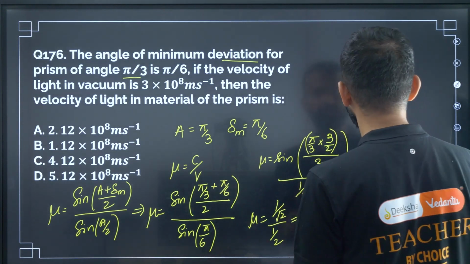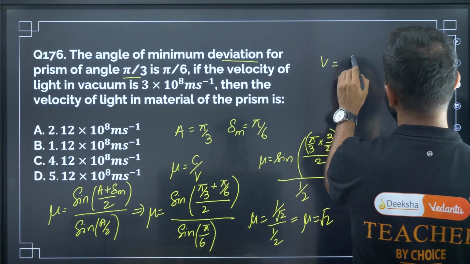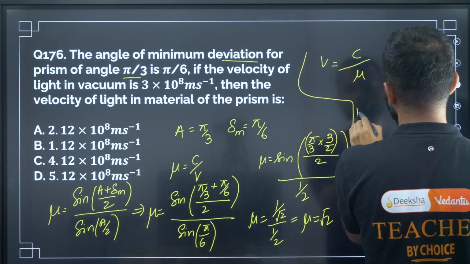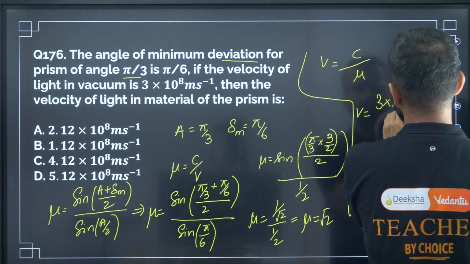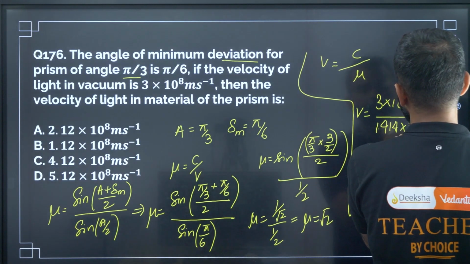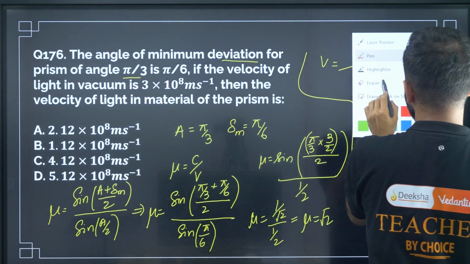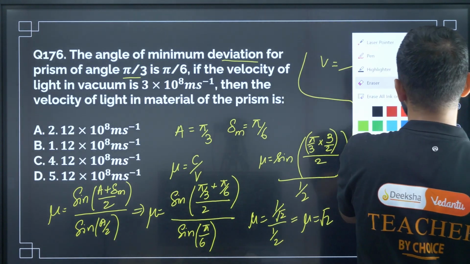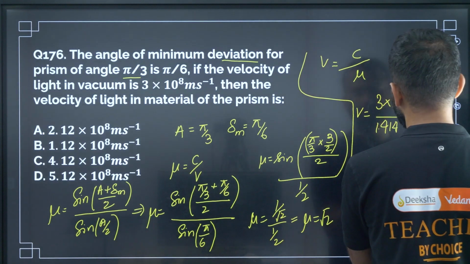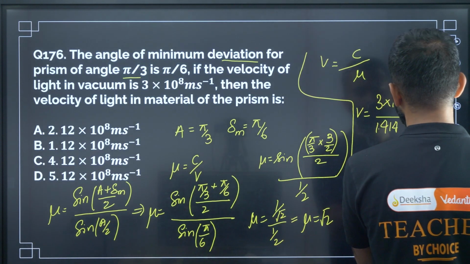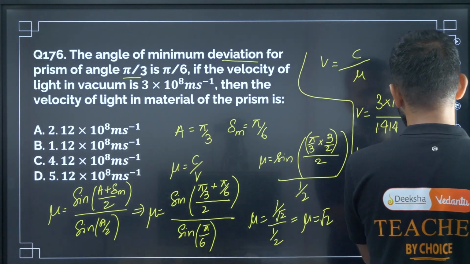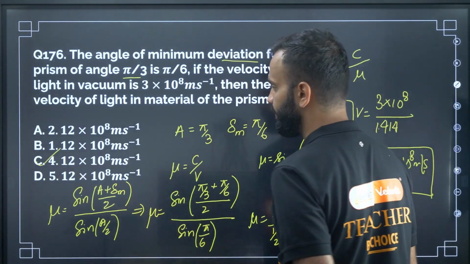We need to find the value of V. Now V equal to C divided by mu, right? So V equal to 3 into 10 to the power 8 divided by 1.414. If you solve this, you will get 2.12 into 10 to the power 8 meter per second. So the correct option is C.